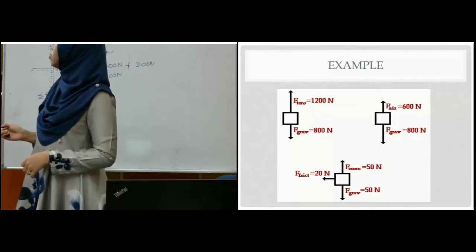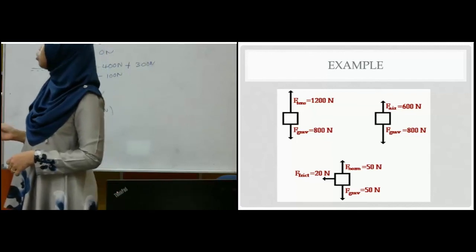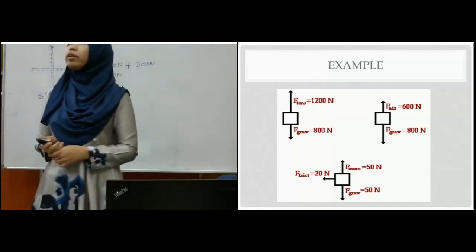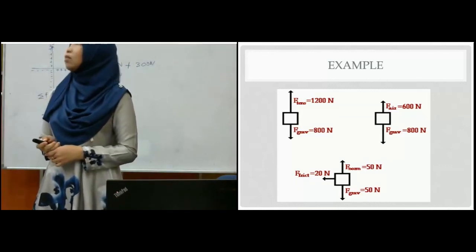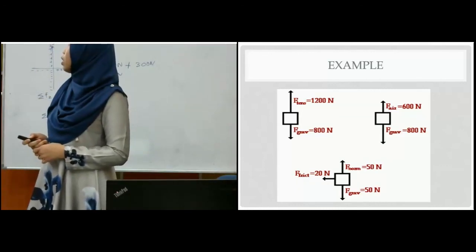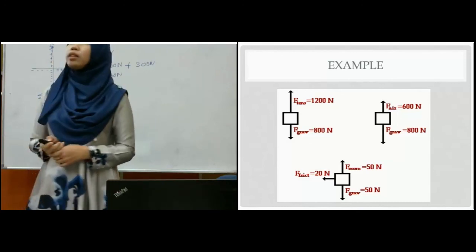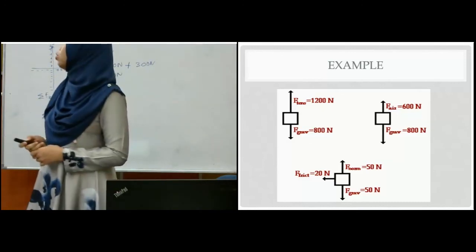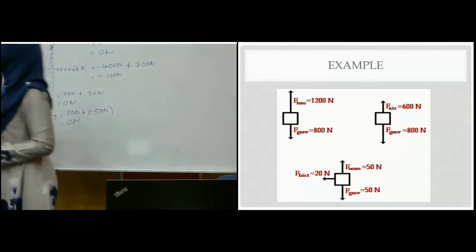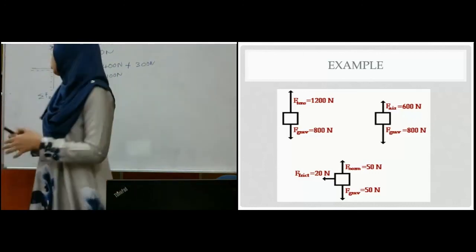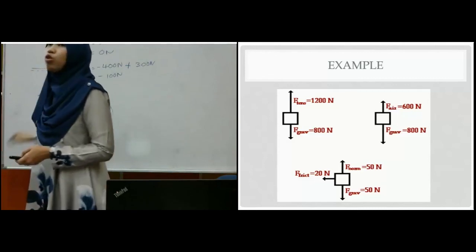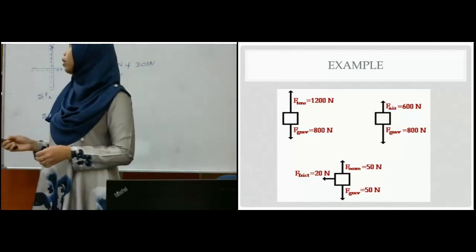Okay, 1200 minus 800, positive 600 minus 800, you will get negative 200 Newton. And for this case, you have to simplify with Fx and also Fy.